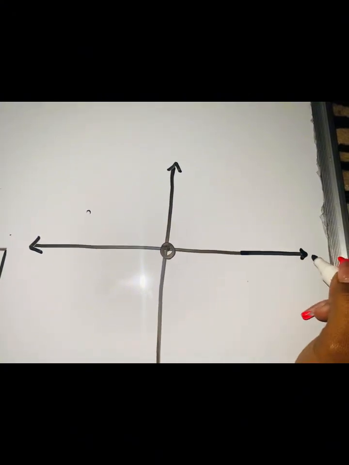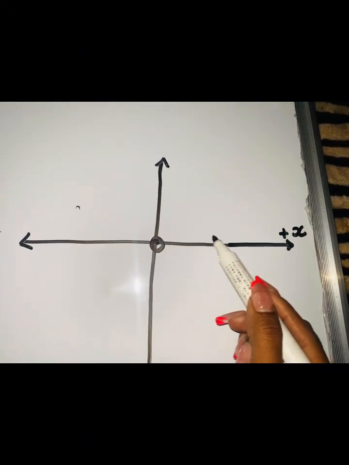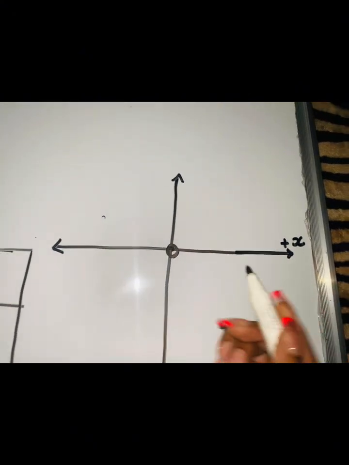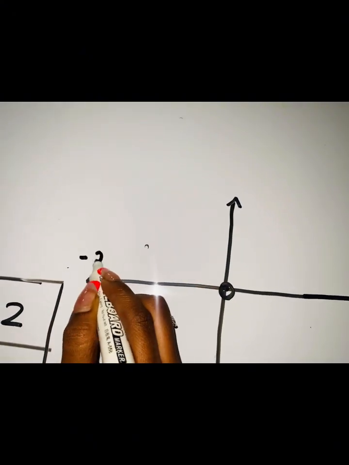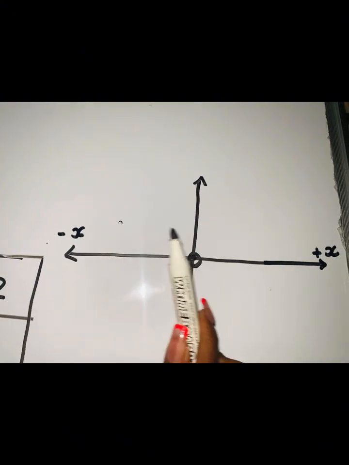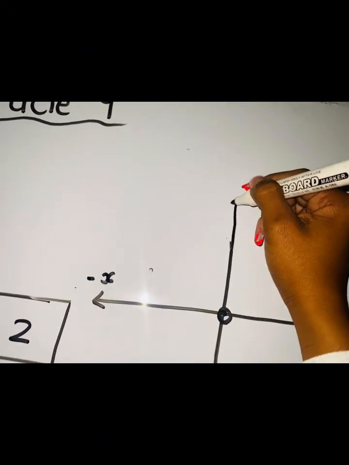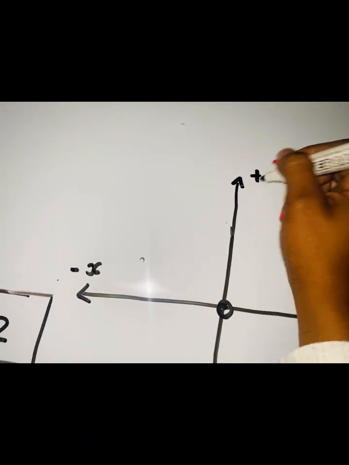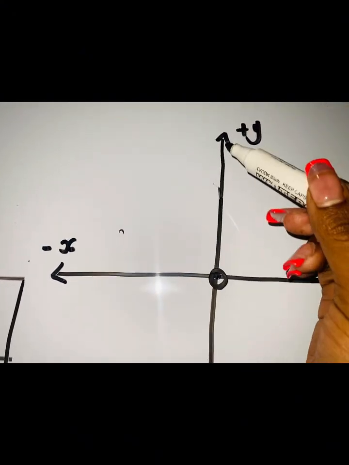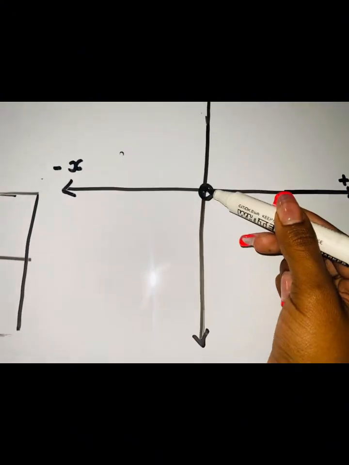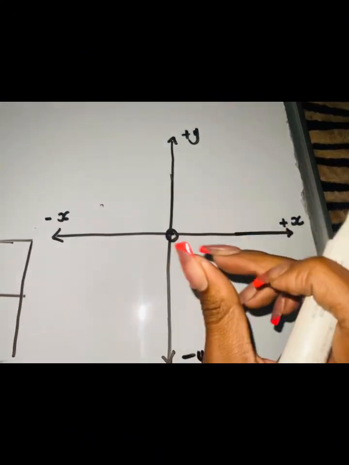From 0 to this side, we have what we call positive x values, meaning this is where all the x values are positive. And from 0 to this other side of the Cartesian plane, you find your negative x values. This is where you get your negative numbers up until negative infinity. From 0 upward, we have the positive y values up until infinity. And from 0 downwards, we have negative y. So this is how a Cartesian plane works.